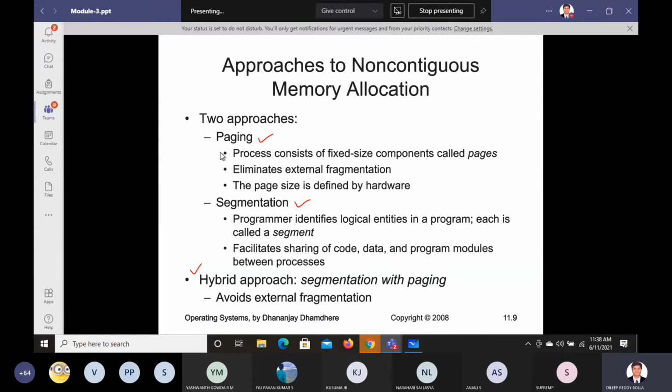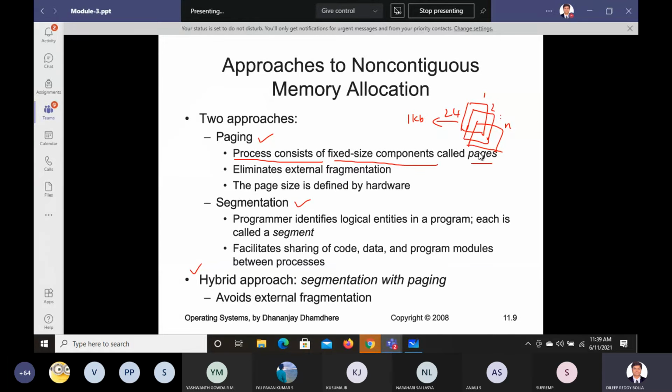What is the paging process involved in non-contiguous memory? This process will consist of fixed size components called pages. Let us say we have a book, right? We'll have pages, page 1, page 2, and so on up to page n. It is fixed size. If you take a notebook, we can have 24 lines. Like this in an operating system, a page can have around 100 characters, or a page can have 1 KB of space. Like that we can define the fixed size components.